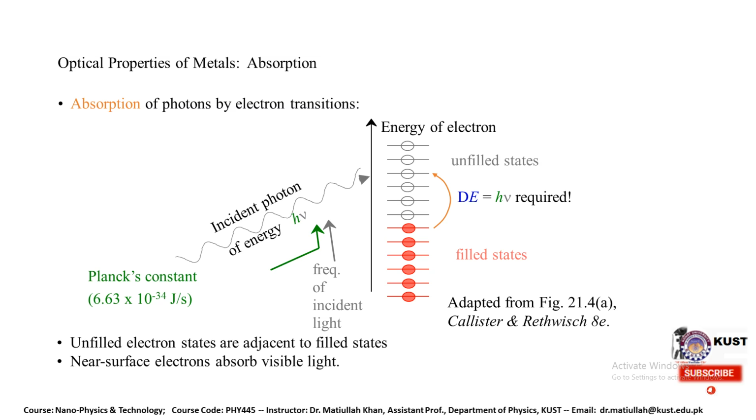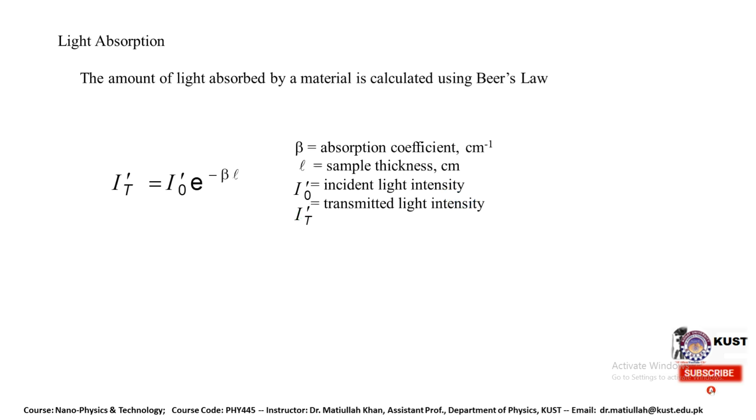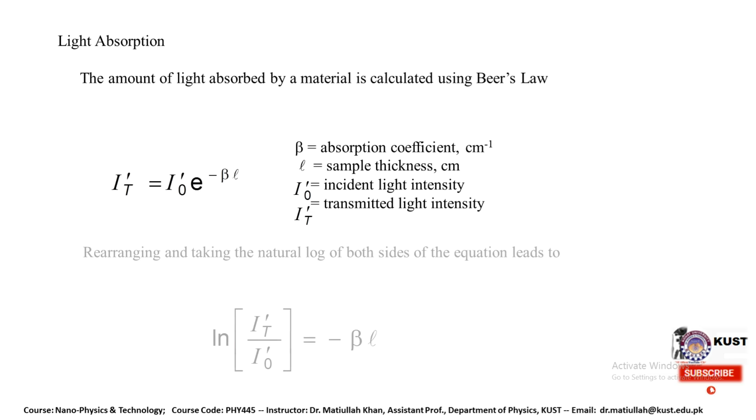But anyhow, the absorption will lead to the movement of electrons from the filled state toward the empty states. So unfilled electron states are adjacent to filled states. So near the surface, electrons absorb visible light. So light absorption would happen, and how we can categorize it.